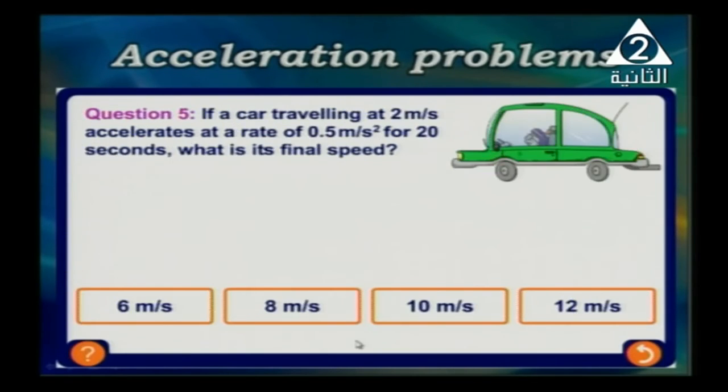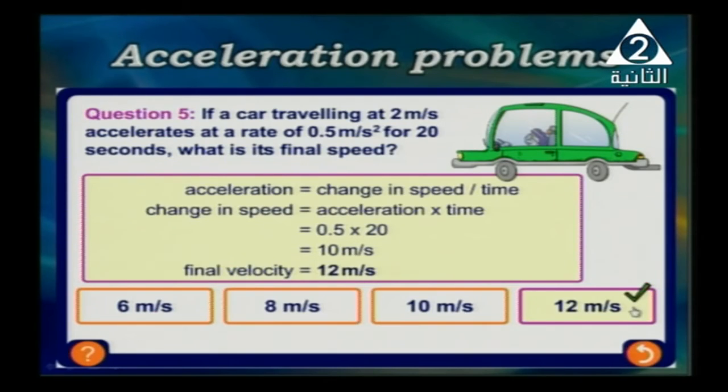Here we have another one. A car traveling at 2 meters per second accelerates at a rate of 0.5 meters per second squared for 20 seconds. What is the final speed? So we have 10 or 12. Yes, 12 is right because the speed changes with time. Change in speed equals acceleration times time. So we have 0.5 times 20 equals 10 meters per second, and the final velocity is 12 meters per second.